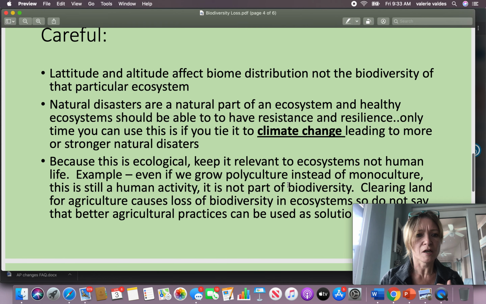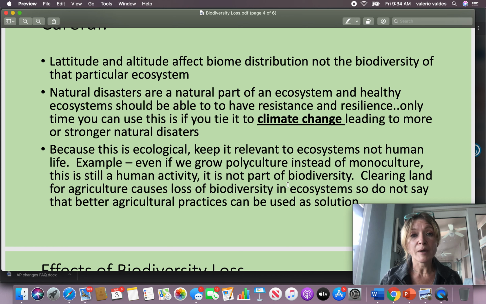The last thing I wanted to mention, be careful with the fact that when we're talking about biodiversity, we're talking about the ecosystem. This is an ecological concept. So you have to keep it relevant to ecosystems, not human life. That's why remember, agriculture is a human activity. So agriculture can cause the loss of biodiversity because remember, clearing out land destroys habitat, and that's a major cause for biodiversity loss. But when you're talking about agriculture and saying that, well, if we have better agricultural practices, we can minimize the loss of biodiversity because polyculture is better than monoculture, agriculture doesn't have an ecosystem in it. Agriculture is human life. So keep that out. Make sure you're careful with the way you're explaining that.